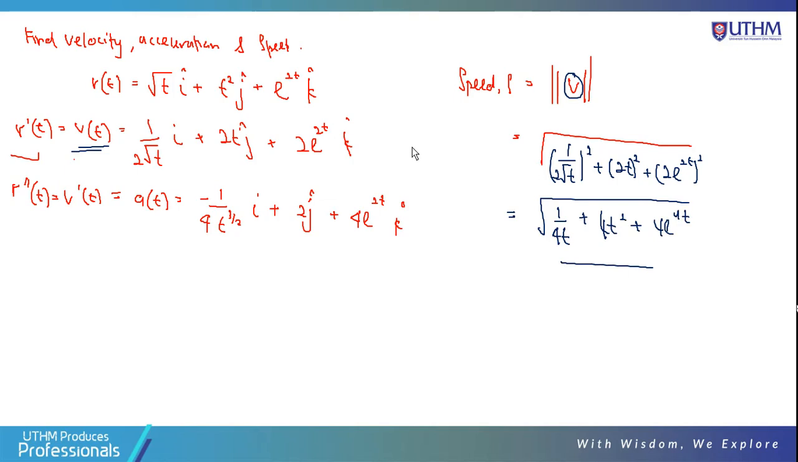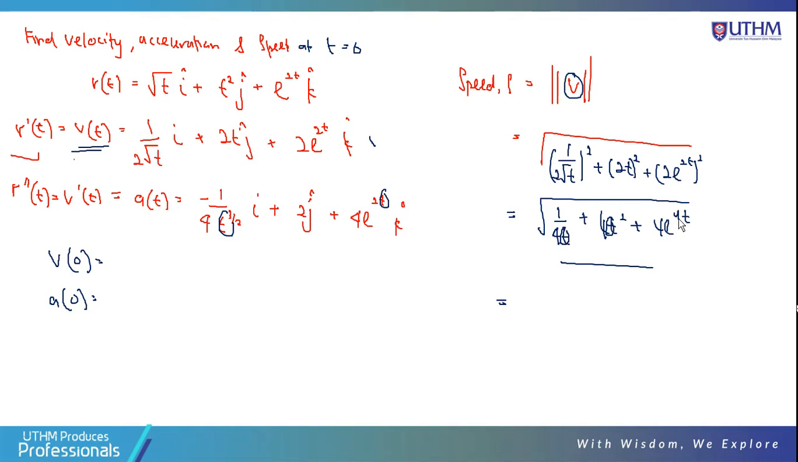So let's say the question asks to find velocity, acceleration, and speed at t equal to 0. Okay, so after that, you substitute. So v0, you substitute here. Okay, so you can get a0, in this example, you substitute t equal to 0. And then for speed you also substitute t equal to 0.